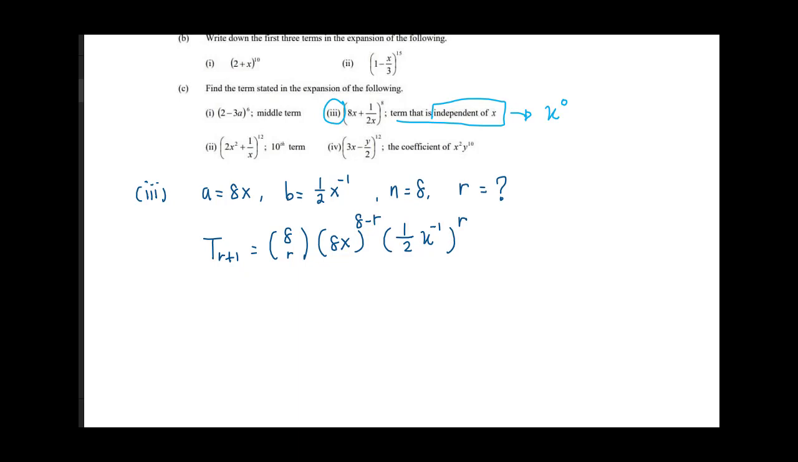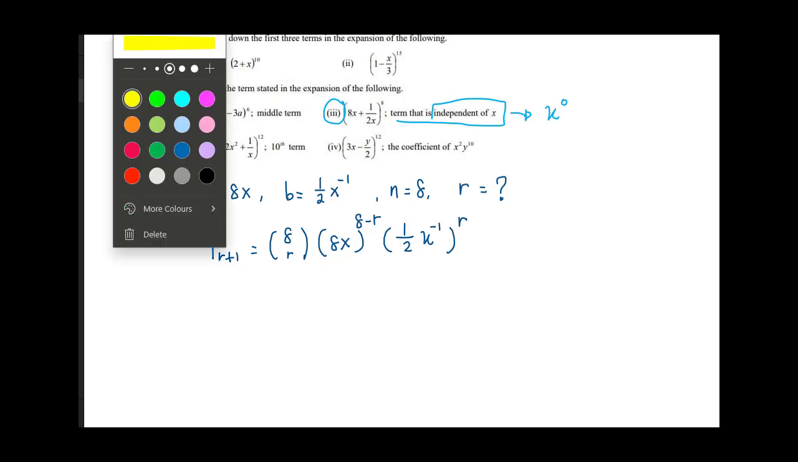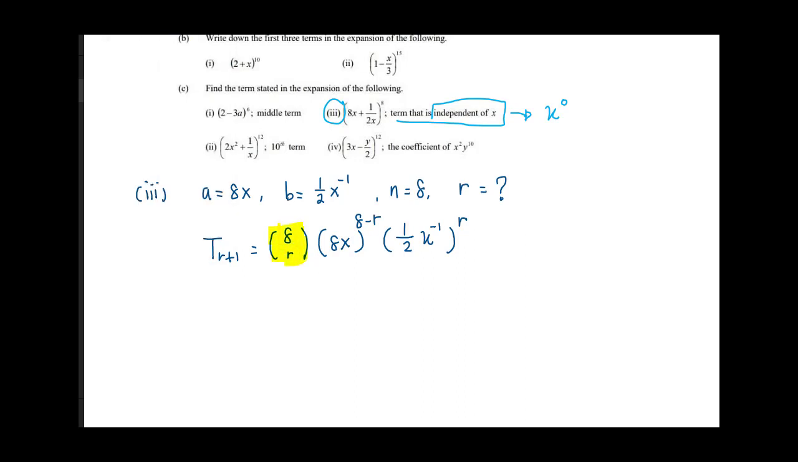So what we're going to do right now is, please focus on the terms that I highlight. 8Cr, if you know the value of r, then you get to know the coefficient. The highlighted one is considered the coefficient. So we do the grouping. The first group is all the numbers, which I call the coefficient, or pekali. And the remaining one will be all the terms in terms of x.